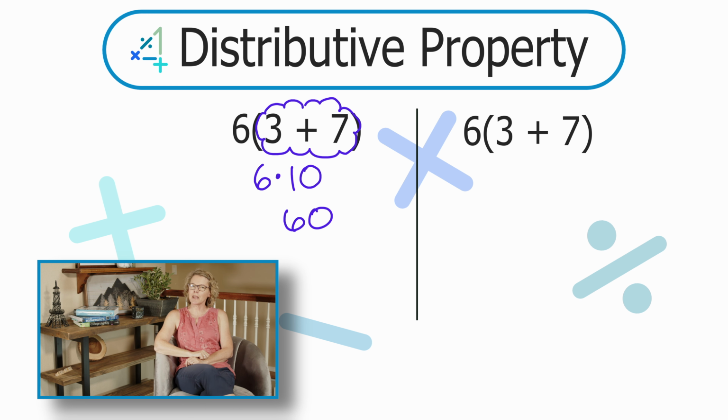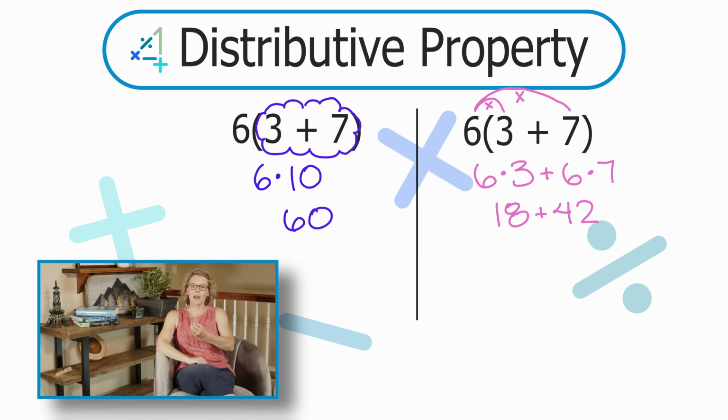Now, let's use that distributive property. I like to do rainbows from the first number to the inside numbers. We will multiply across these rainbows. 6 times 3 plus 6 times 7. We'll drop that down here and do the multiplication first and then add. 18 plus 42 equals 60. Either way you slice it, we get the answer of 60.